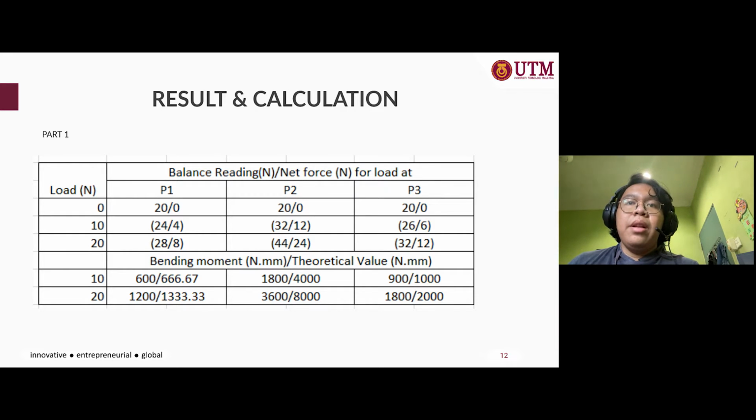For part 1, when the load is 10, we can get that P1, P2, and P3 will be 600, 1800, 900, with their own respective theoretical values. And also the load for 20 as 1200, 3600, and 1800.